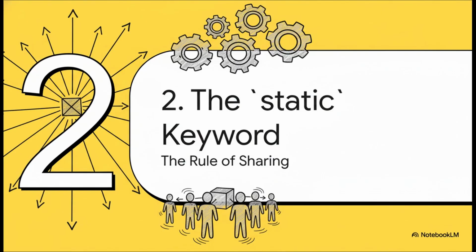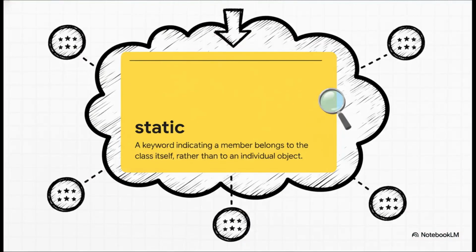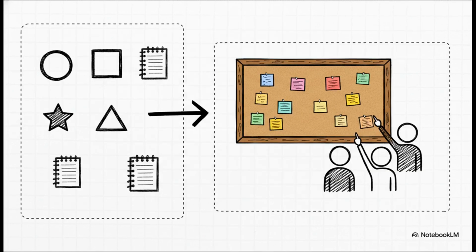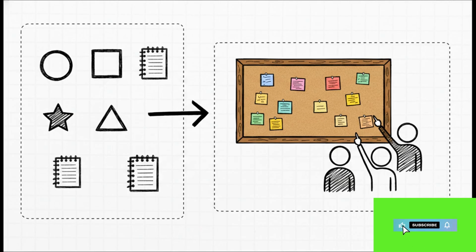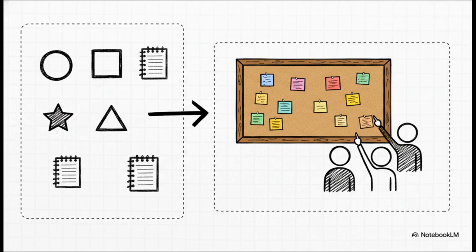This one introduces a totally different kind of rule, the rule of sharing. So what's the big idea with static? Well, static things, like variables or methods, don't belong to individual objects. Nope, they belong to the class itself. Think of it like a shared resource for every single object created from that class. And this is a great way to think about it. A normal variable is like a private notebook that each student gets. But a static variable? That's like a central bulletin board for the entire class. There's only one of them, and everybody sees and uses the exact same one.